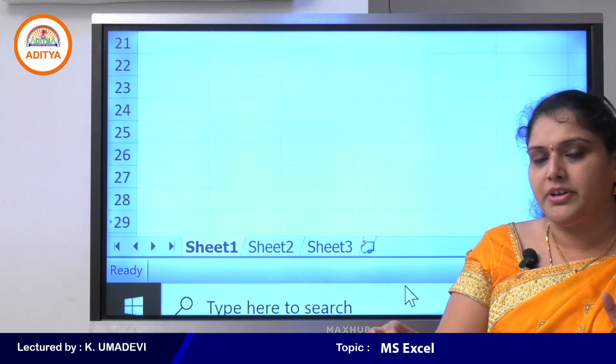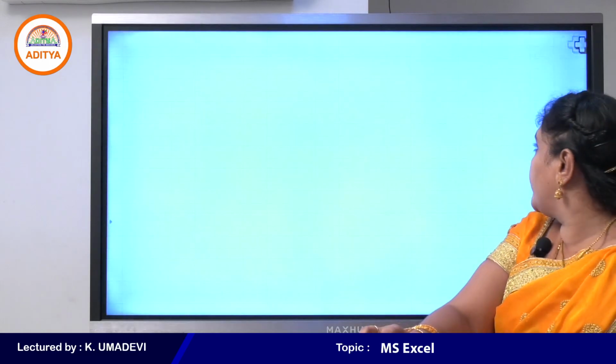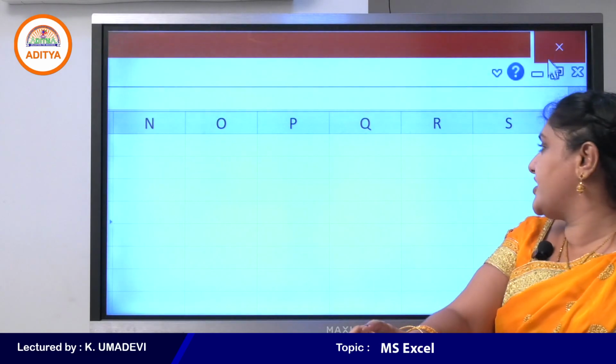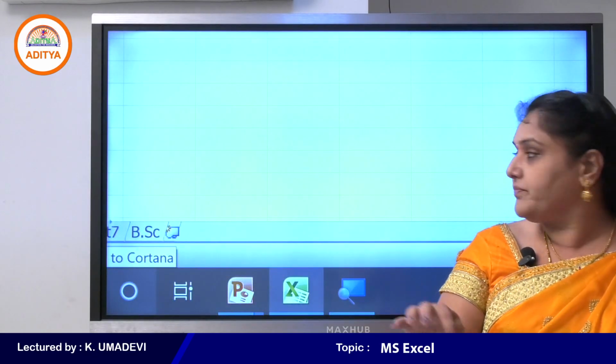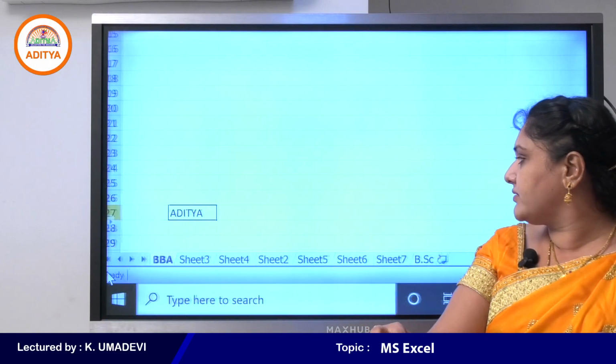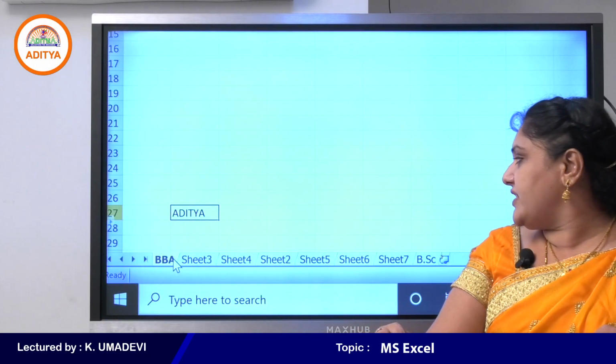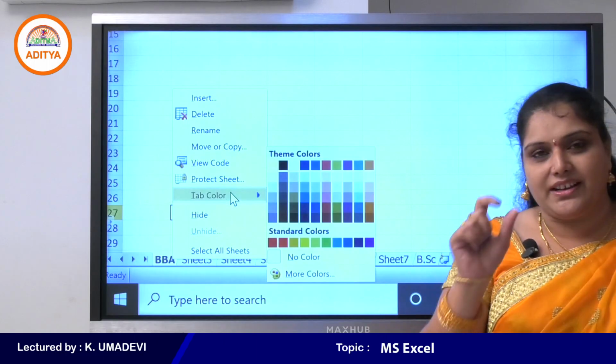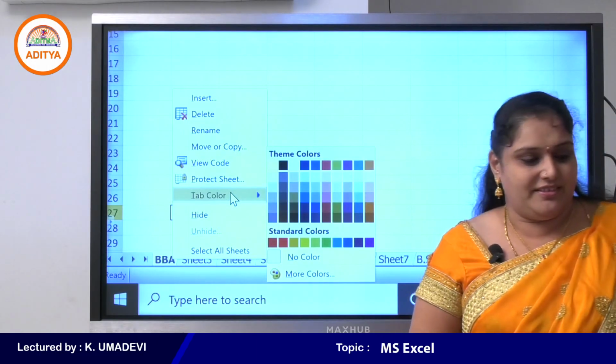See, this is a new workbook. So if you want to close this, I'll just close this workbook. Okay. So this is our current workbook. So what is the next one? See, if we apply a color for the tabs.